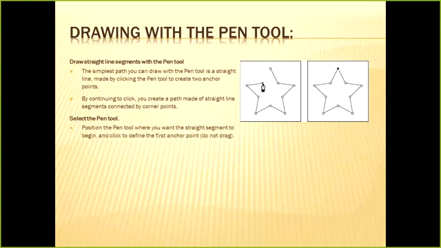You position the pen tool where you want the straight line segment to begin and click to define the first anchor point. For a straight line segment, you do not drag. That will create a straight line segment. So the action is click, move, click, move, click, move, click, straight line segment. Okay?